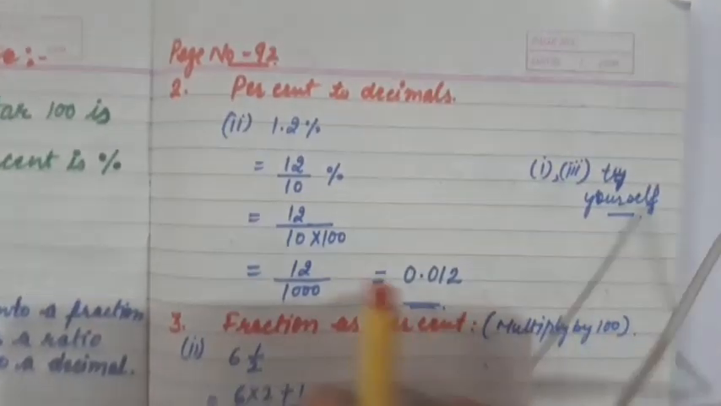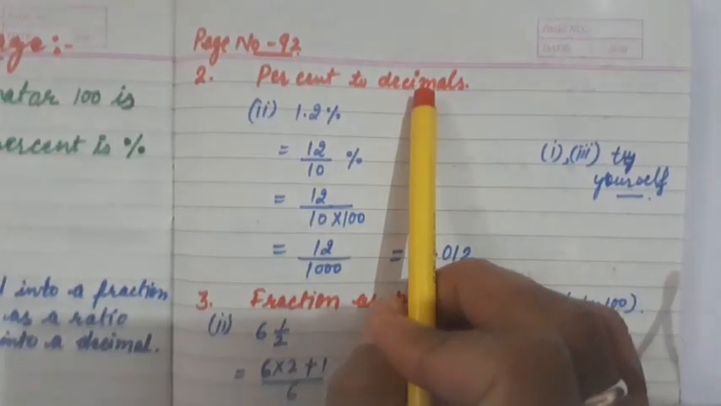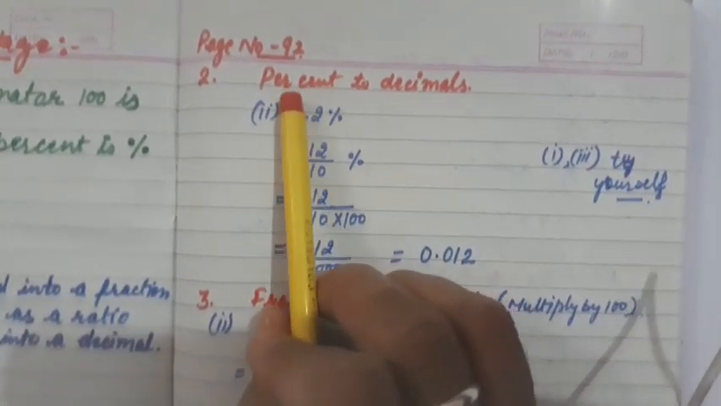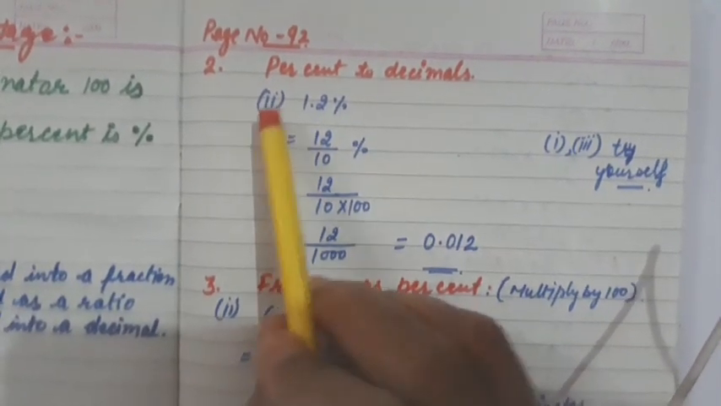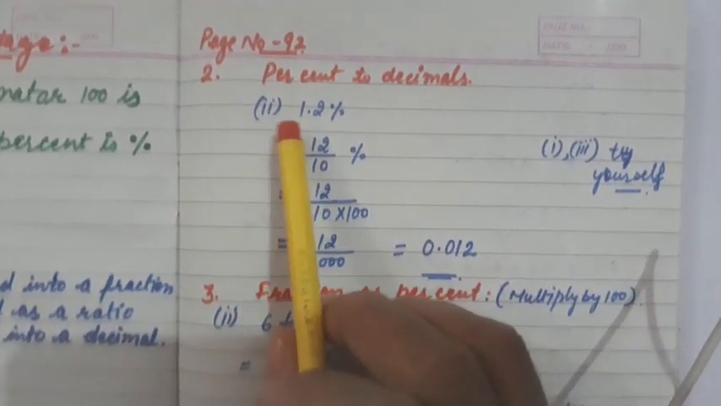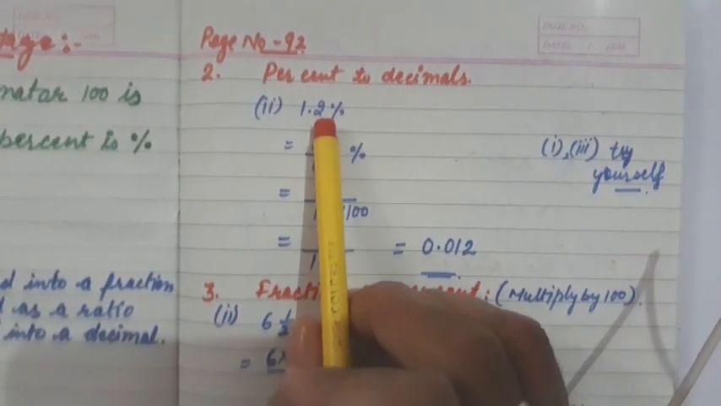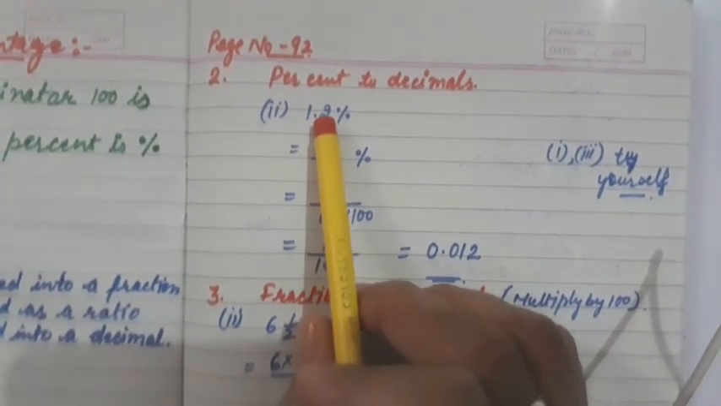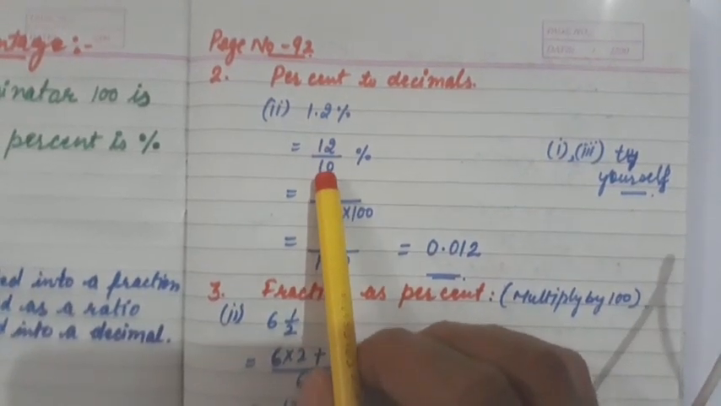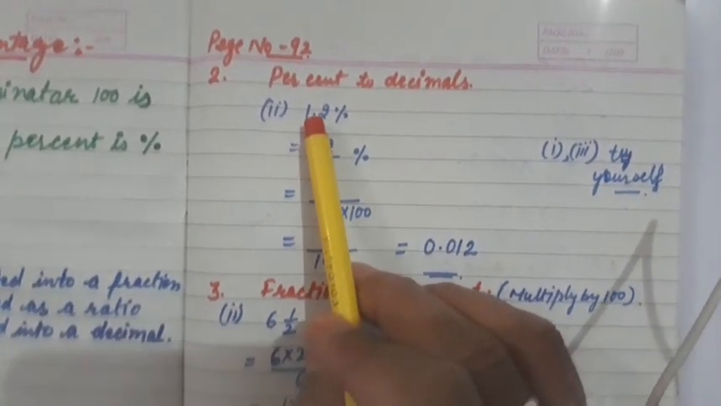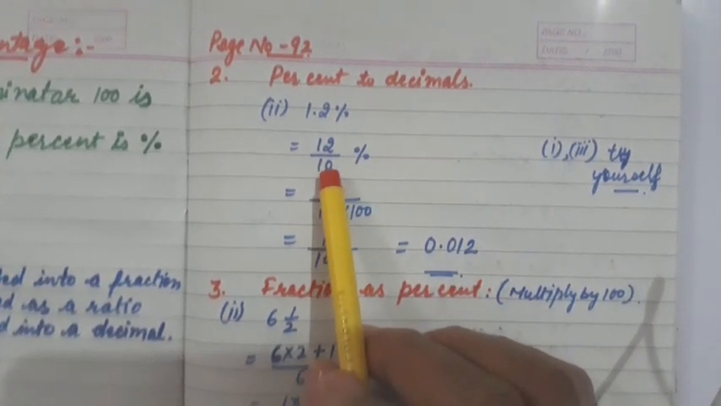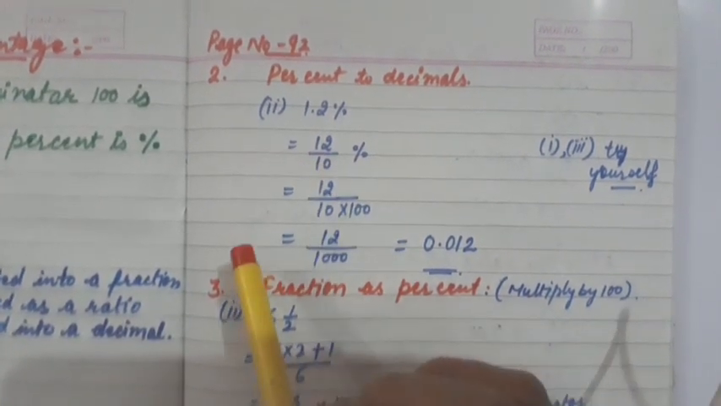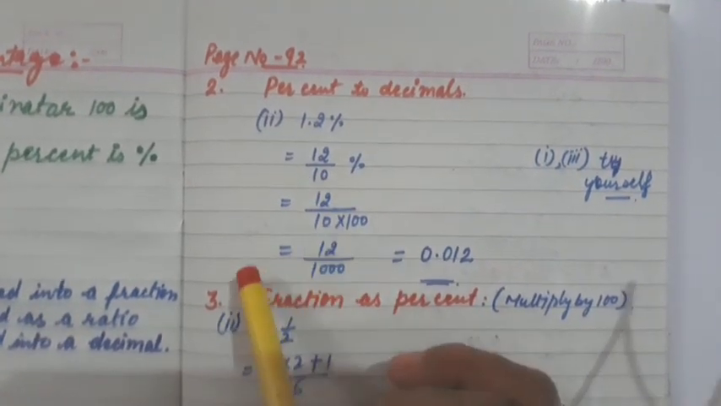Now the next part is when we have to change percent into decimal. We are given a question in the form of percent and we have to change it into decimal. The first part is done in the book. Second part is 1.2%. In this case, firstly we will change it into fraction form. 1.2 means 12 upon 10. There is 1 digit after the decimal, so we write 1 zero in the denominator, that is 10.